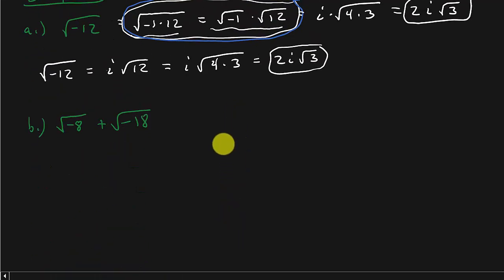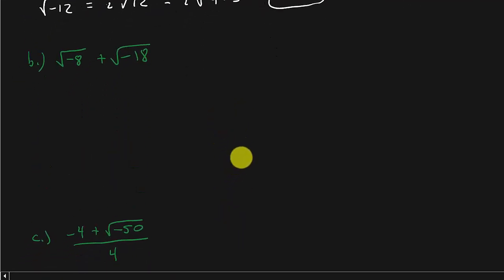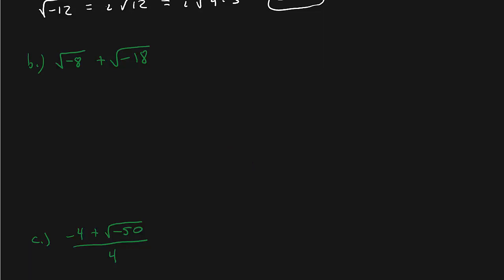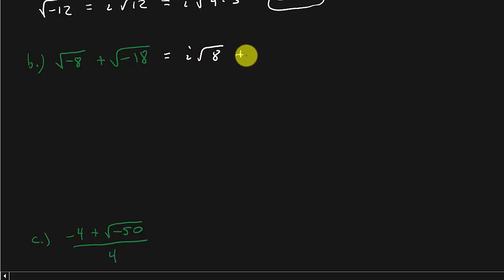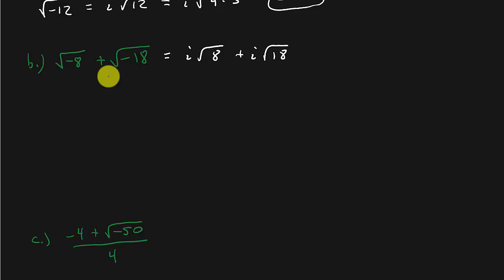All right. So let's add the two. So remember, in order to add or subtract radicals, the index of the radical has to be the same, and what's underneath the radicals has to be the same. So this is going to give me i square root of 8 plus i square root of 18. Okay, I just went ahead and got the negatives out from underneath the radicals, the negative 1, because the square root of negative 1 is i.